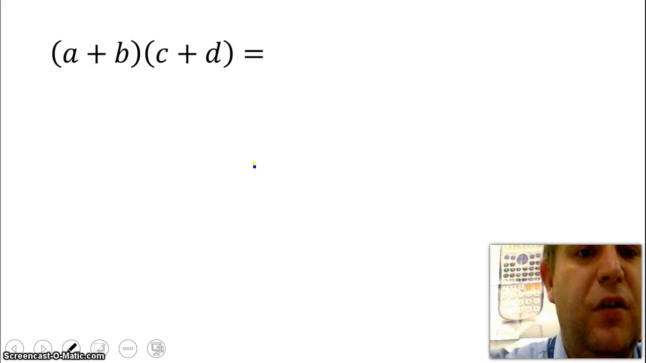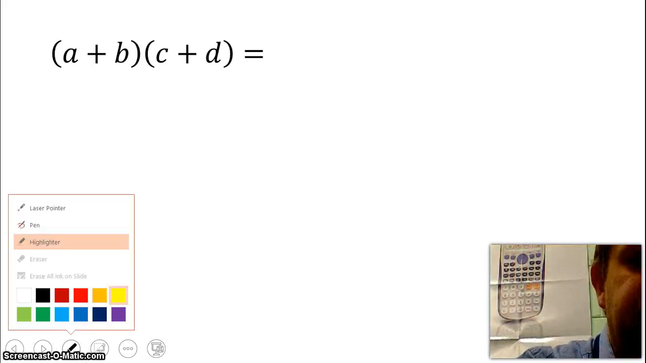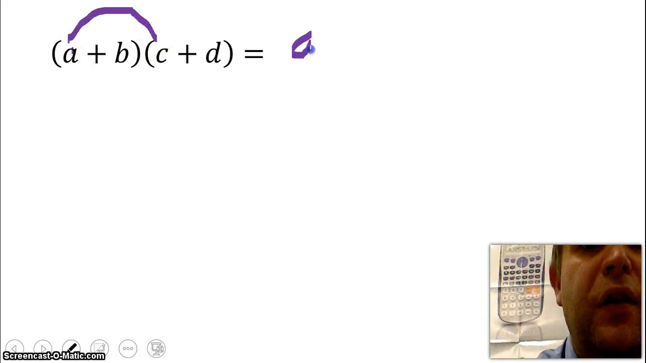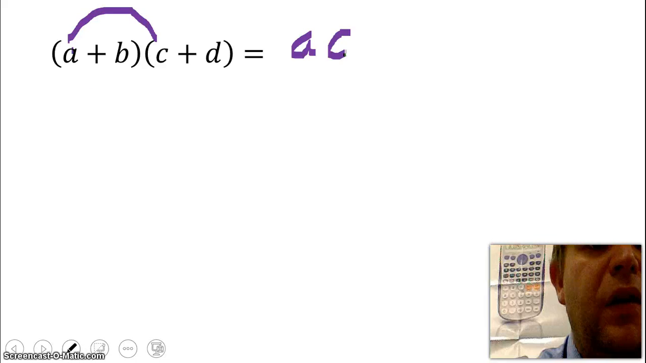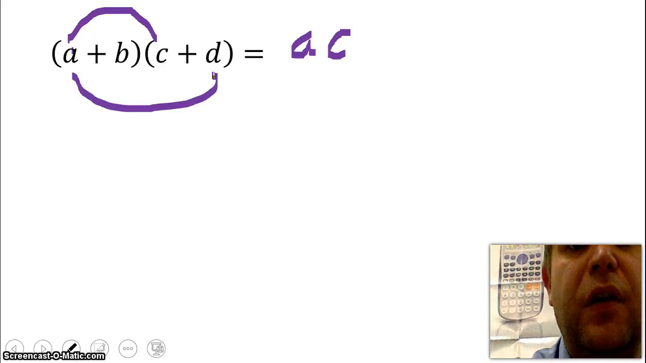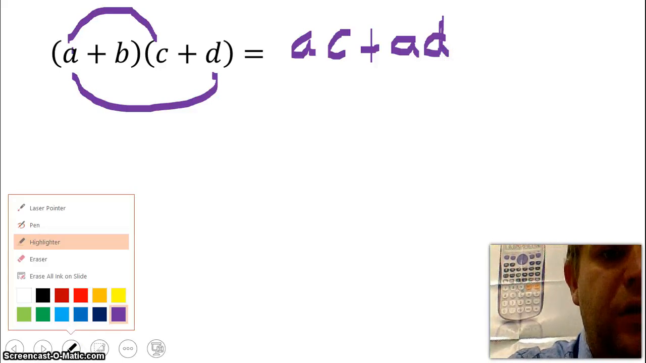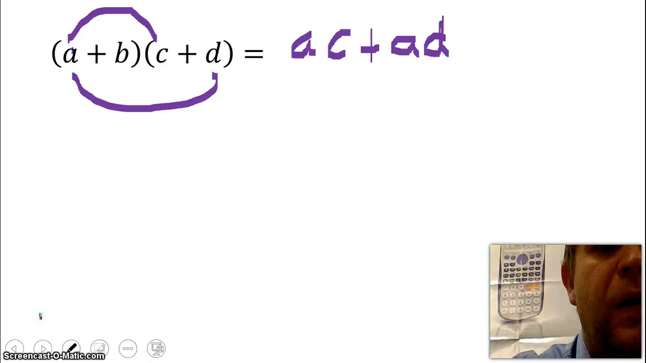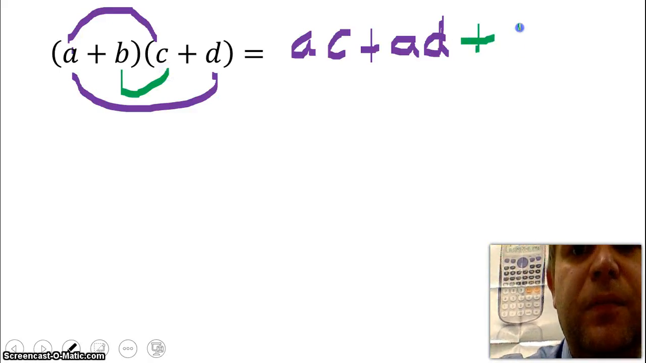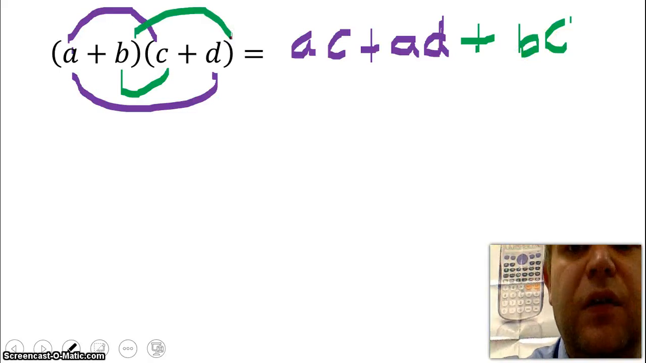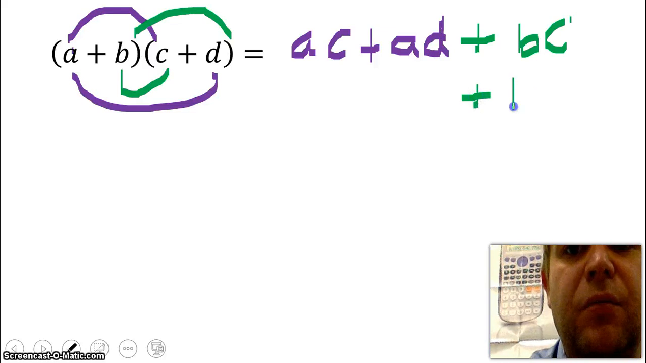So diagrammatically, we're looking at A times C is AC, A times D is AD, and then B times C is BC, and B times D is BD, and I've run out of room again.